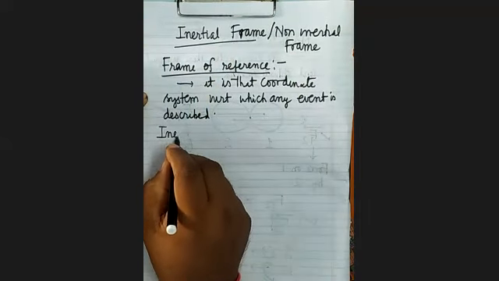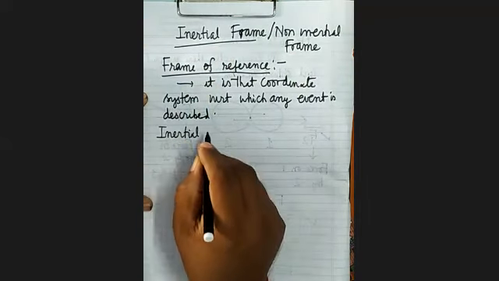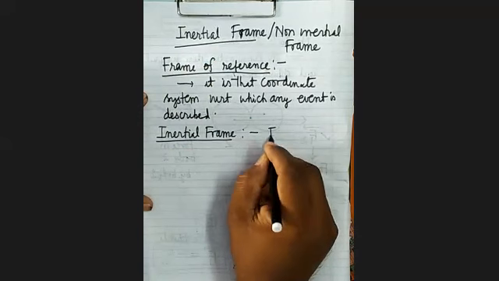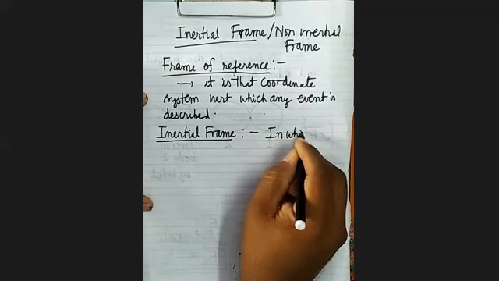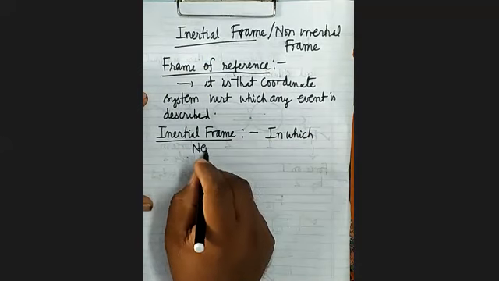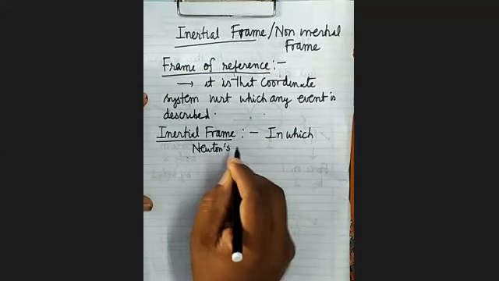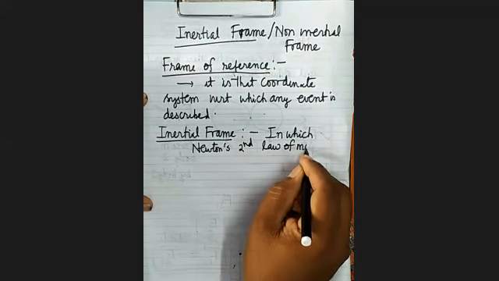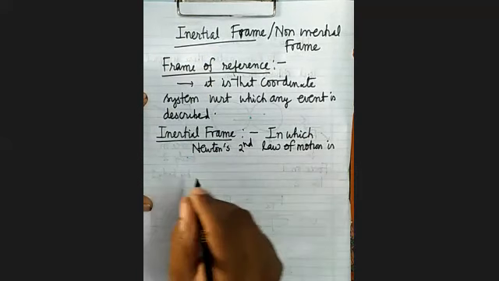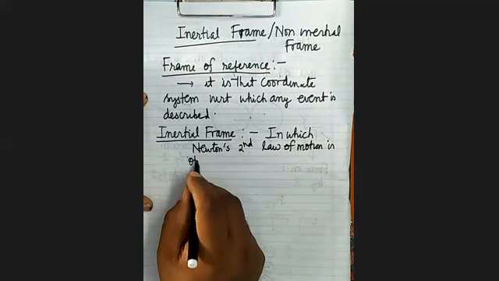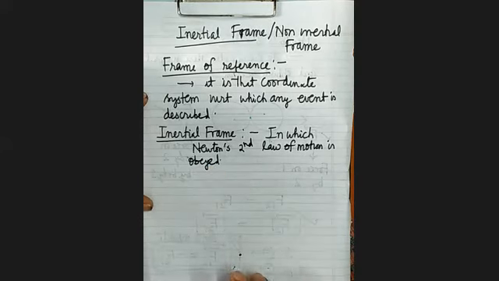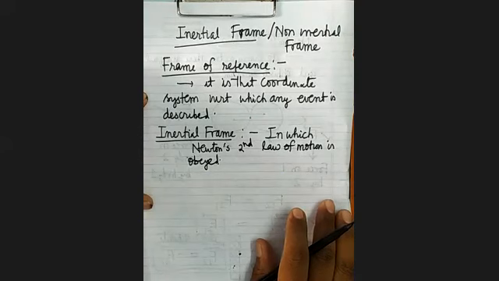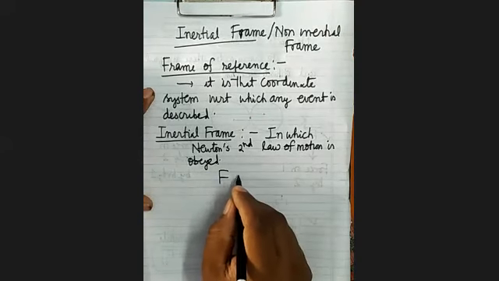Inertial frame is one. This point is new, so pay attention. Inertial frame is that in which Newton's second law of motion is obeyed. It's clear. Now, what is Newton's second law of motion?